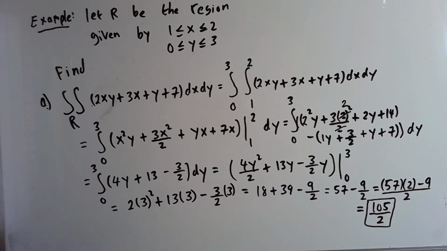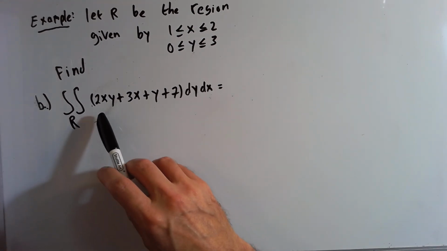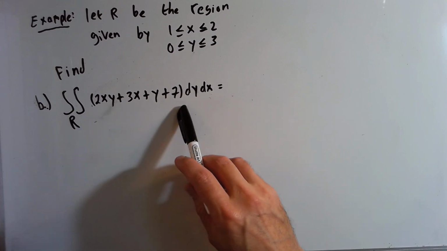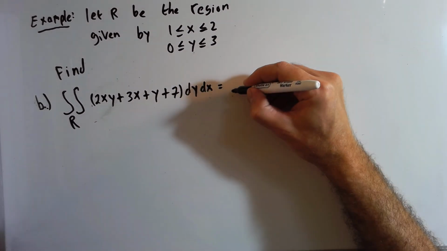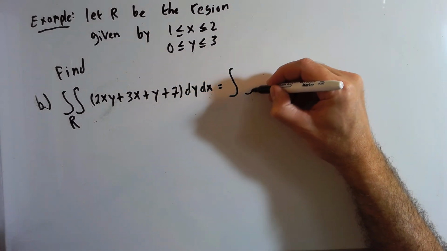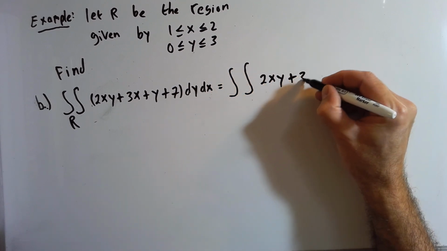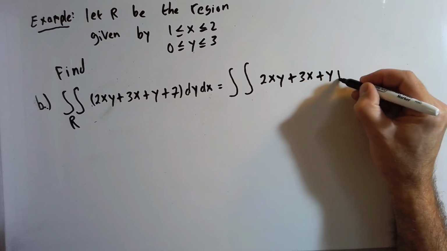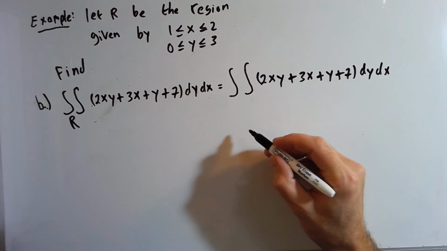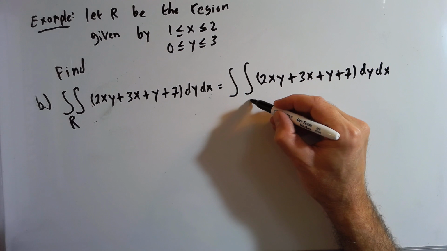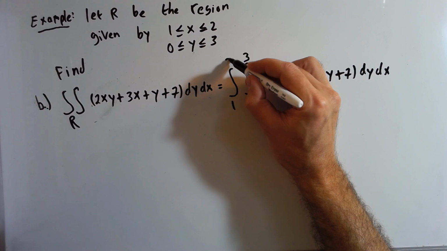Now let's do part B. So part B is the same f(x,y) function, same region, except now I'm switching around y and x. So this should give us the same answer. So it'll be double integral 2xy plus 3x plus y plus 7 dy dx. Now the dy is first, therefore we're going to go from 0 to 3. And then the x is second, so it'll be 1 to 2.